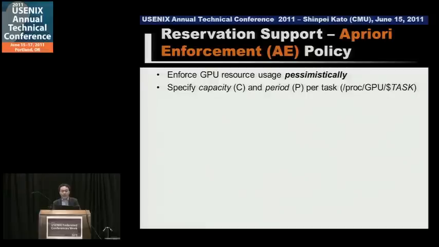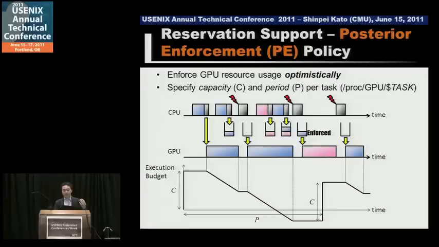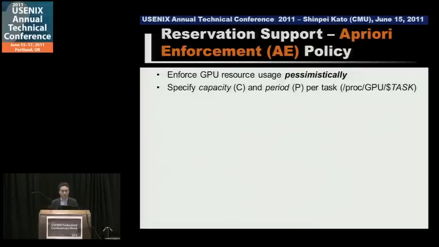There is another policy supported in TimeGraph, which is a priori enforcement. The previous policy is quite optimistic because the budget can be negative, so it may overutilize the GPU. In order to make it more pessimistic, we provide another reservation policy called a priori enforcement, which tries to enforce a task execution before submitting the GPU command rather than after submitting the GPU command.